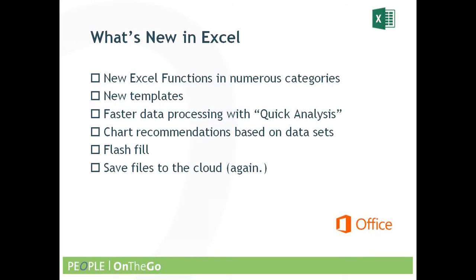We have faster data processing with a new trick called quick analysis. This helps us to understand our data a little bit better. It makes suggestions for charts with chart recommendations. So a lot of new features of Excel to make processing your data a lot faster. We also have a new flash fill category. So if you're working with big data sets, it's easier to fill out other categories that you don't want to fill in by hand. And we also can save files to the cloud once again.